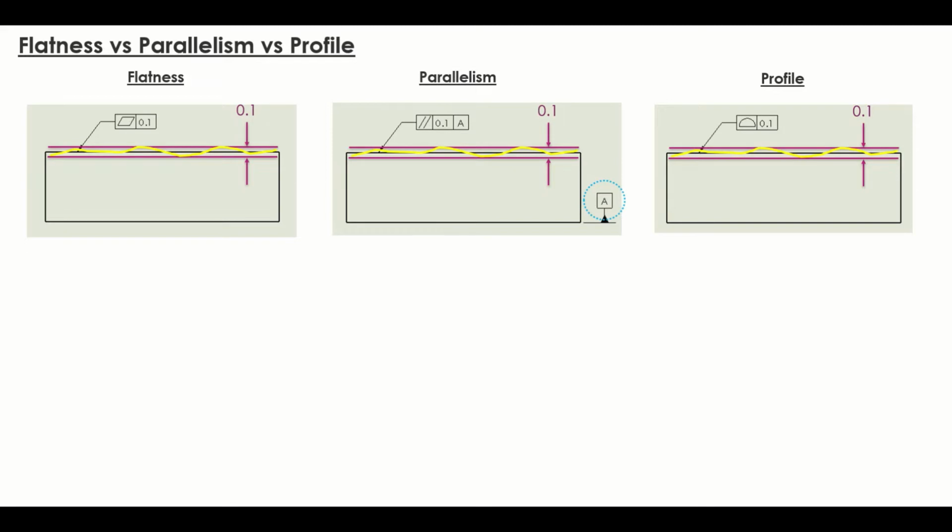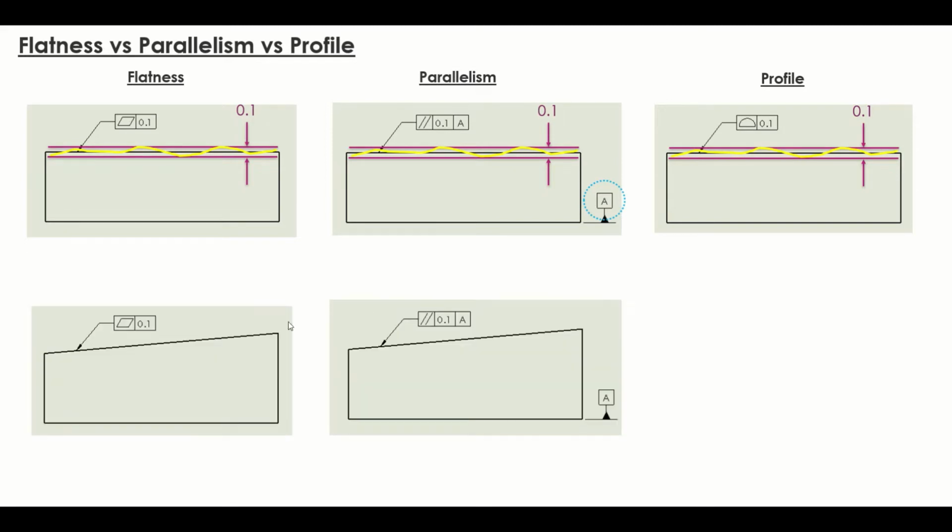Let's look at another set of joint entry. Now the slope is on the top surface. For flatness, it's fine as long as the part surface lies between the tolerance zone. For parallelism, the actual surface must be oriented to datum A.